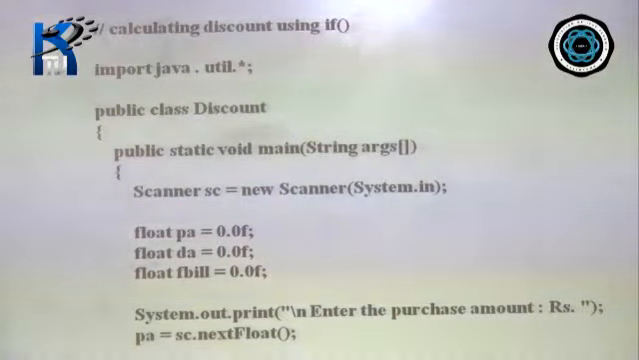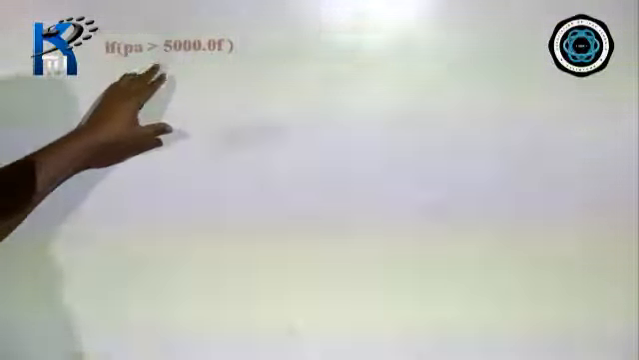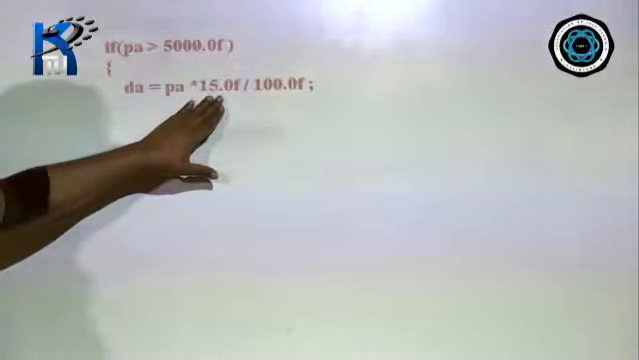Now that we have entered the purchase amount, we need to check if it is more than 5,000. So when we check, we need to use the if statement. So if purchase amount is greater than 5,000. Fine. We don't have to write RL, the symbol for rupees, because it is a numeric value. Only the numeric portion has to be written, nothing else. So if purchase amount or PA is more than 5,000, then the discount takes place, 15% of the purchase amount. Okay. So discount amount equals purchase amount multiplied by 15 by 100.